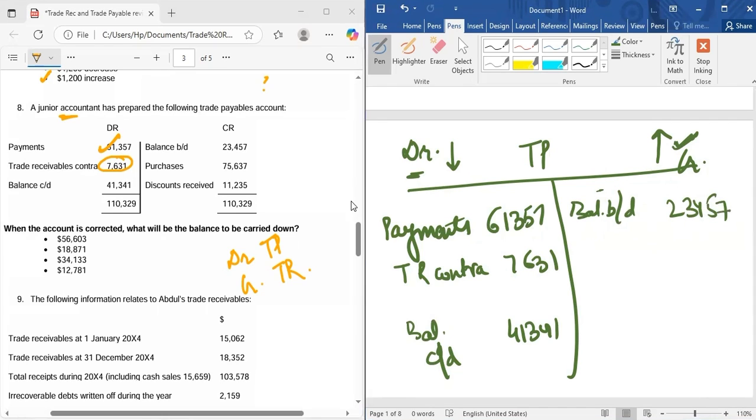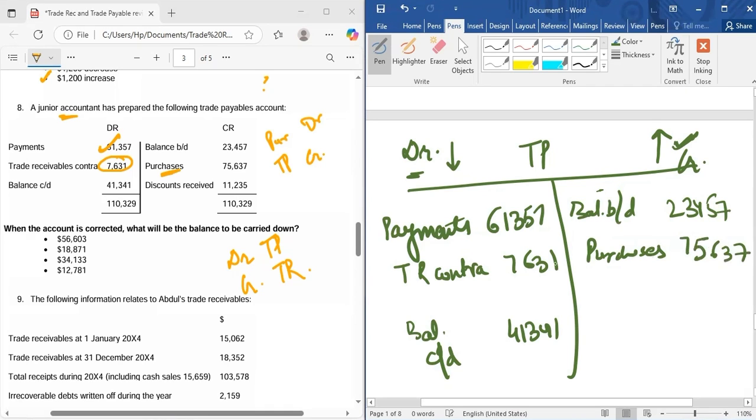Now purchases. Fine, we have purchased some goods from a supplier, from the payables. So we will pay them later, which will increase our liability. The entry would be purchases debit and trade payables credit because we are paying them later on. So this is increasing our liability. So again, this is on the correct side, on the credit side. Purchases of 75637. Now, this discount received 11235.